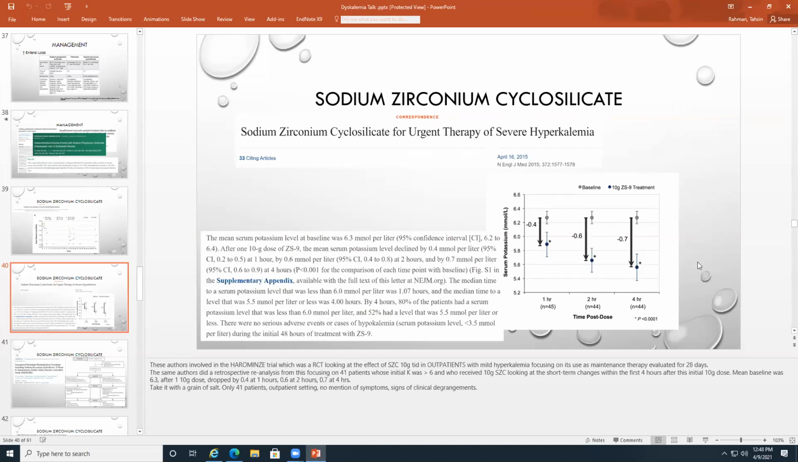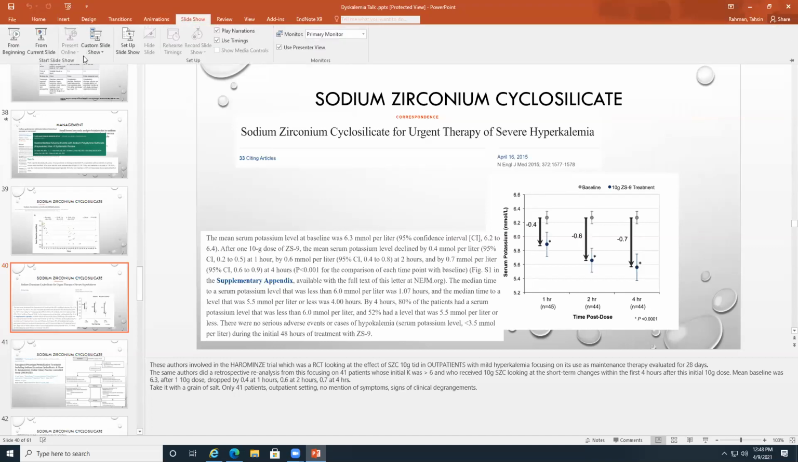You'll see that on the graph over here. After just one initial 10 gram dose, the mean baseline was about 6.2, the mean level is 6.3. After one dose of the 10 grams, it dropped by 0.4 at 1 hour, 0.6 at 2 hours, and 0.7 at 4 hours. Again, only 41 patients. The initial study was mainly in the outpatient setting. Again, no mention of symptoms, signs of clinical derangement, nothing like that. So definitely take it with a grain of salt.